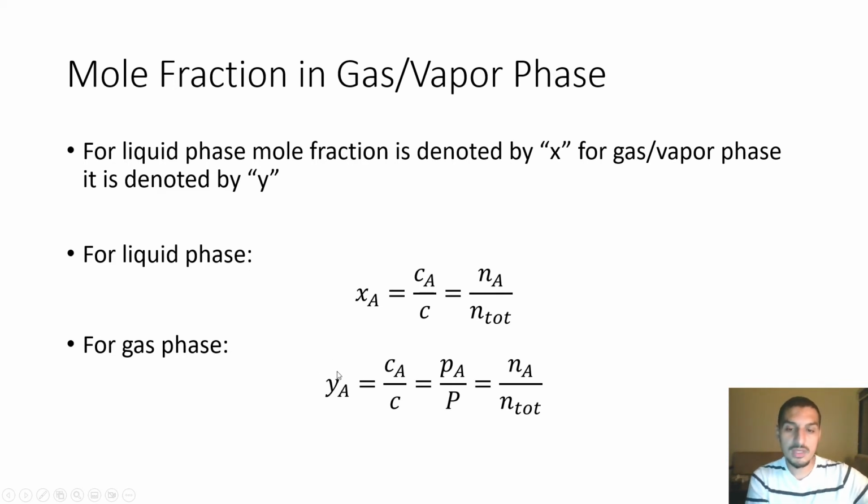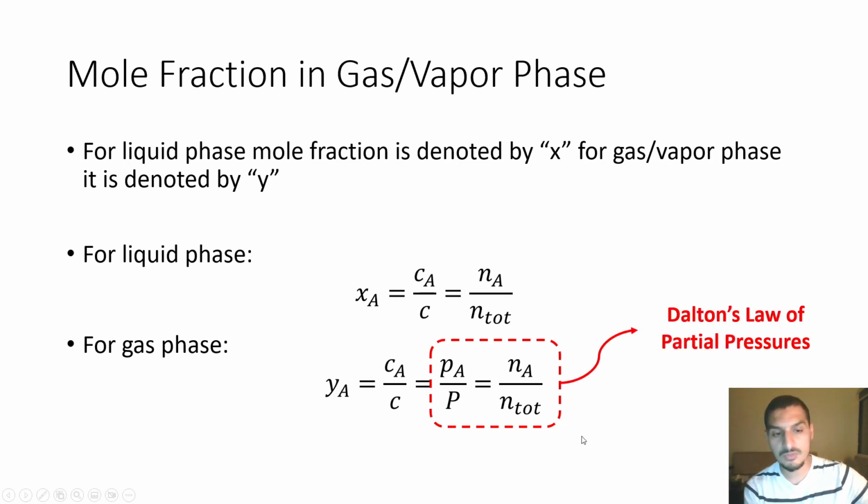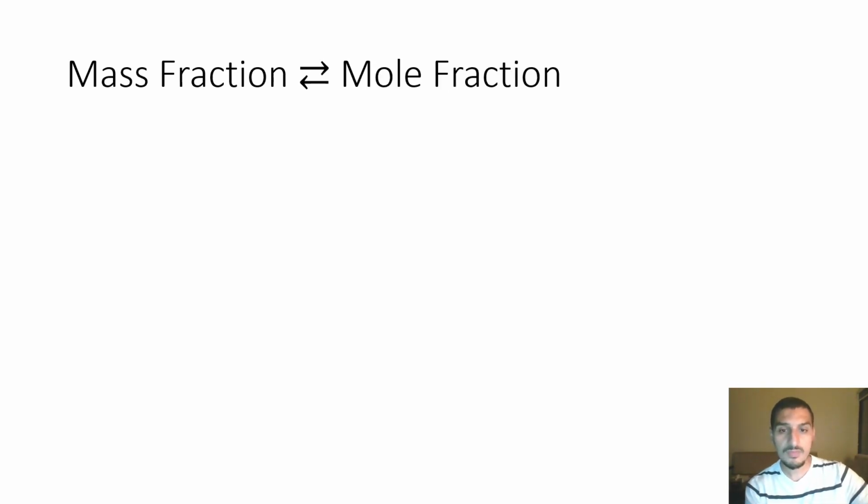So for Y_A, this is the mole fraction in the gas phase, and equals C_A divided by C, and equals the partial pressure of A divided by P, equals n_A divided by n total. And this relation that we see here is called Dalton's law of partial pressure, and it states that the partial pressure is directly proportional to the mole fraction, which is very clear in this equation.